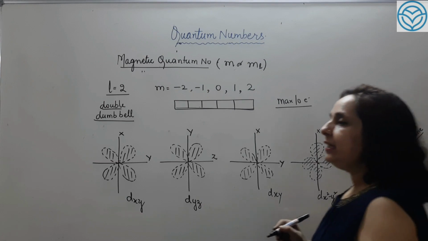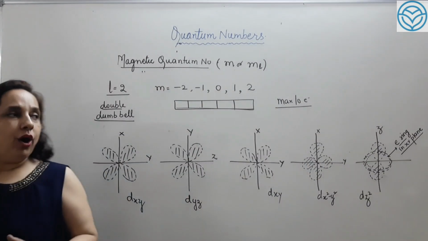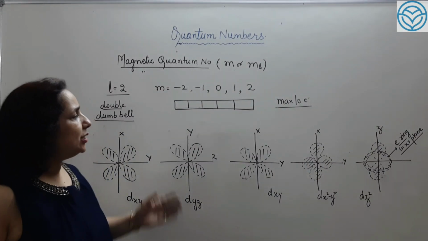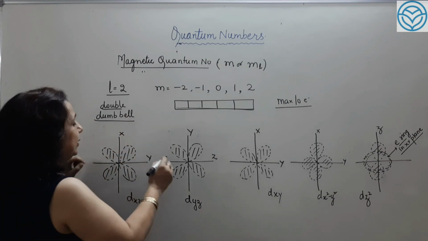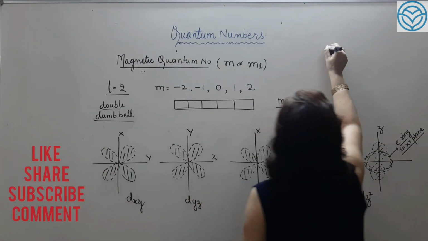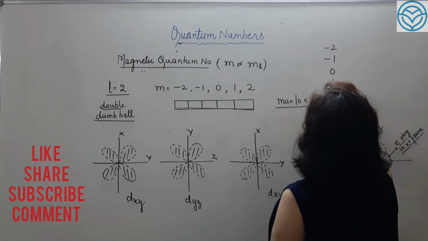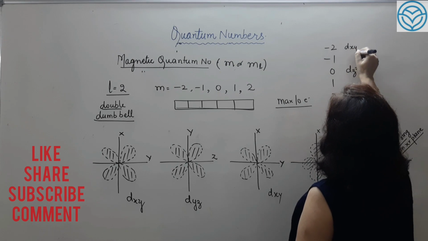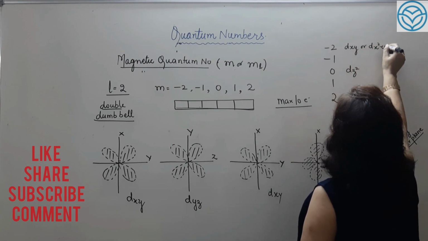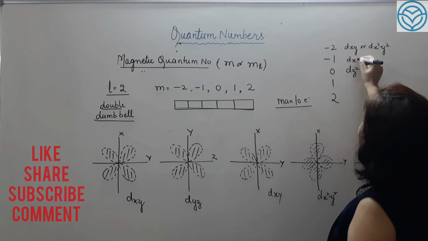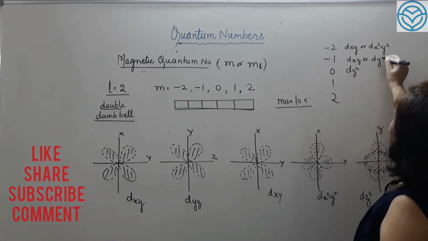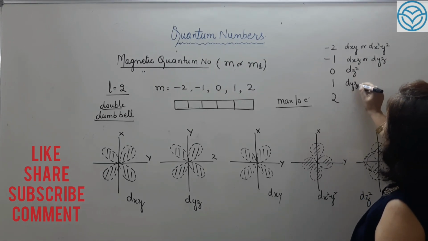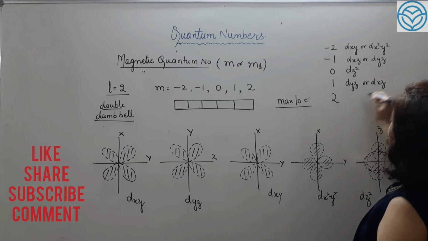So these are the 5 d subshells. These d subshells are the orientations. We can say 5 orientations in a d subshell. Now we can number them -2, -1, 0, 1, 2. 0 is always dz square. -2 is dxy or dx square minus y square. This is dxz or dyz. Again this is dyz or dxz. This is going to be dx square minus y square or dxy.